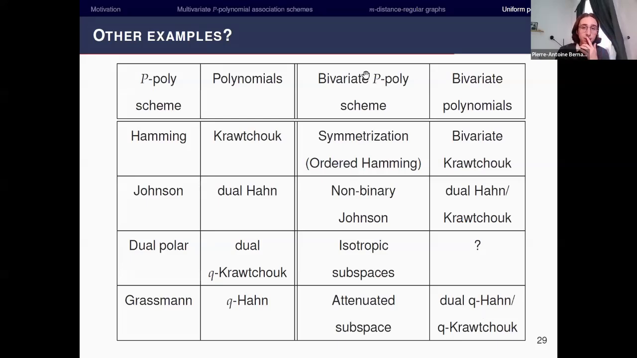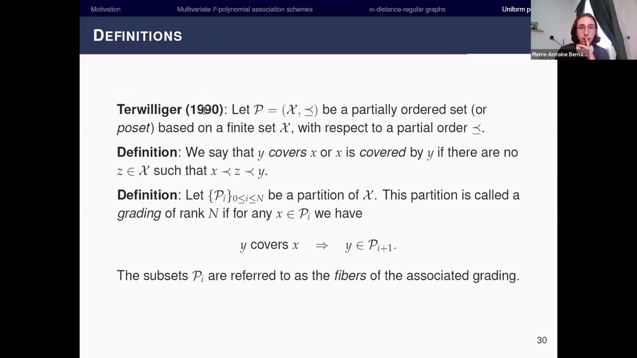And a question that we would like to understand is where all these examples of bivariate p-polynomial schemes are coming from. Is there a combinatorial and algebraic structure which could encompass both the bivariate and the p-polynomial scheme together and give us some kind of embedding to understand these generalizations? And to answer this question, we can turn to the uniform posets as introduced by Terwilliger in 1990.